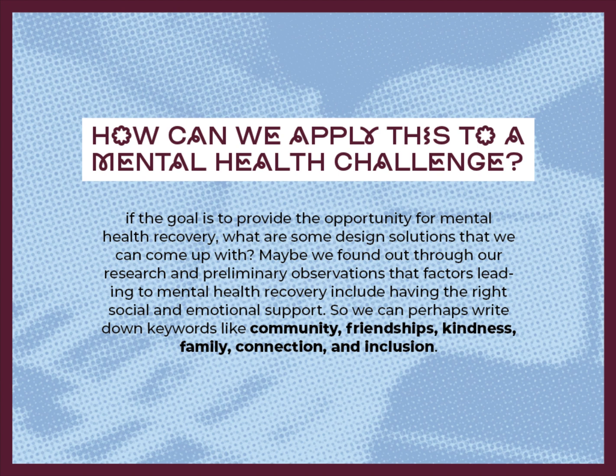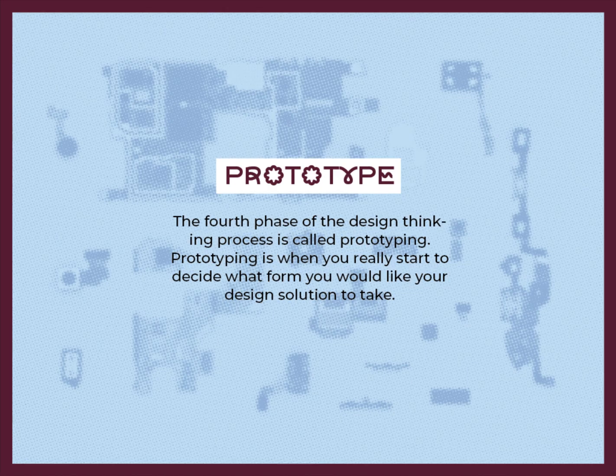The 4th phase of the design thinking process is called prototyping. Prototyping is when you really start to decide what form you would like your design solution to take. Is it an app? Is it a physical product? Is it a social media campaign? Here you begin to think about factors such as what your end user needs and how they would interact with your design. In this phase, you begin to prototype scaled-down versions of what you'd like your final product to be. These low-fidelity prototypes are not expensive to build. This way, you are able to fail repeatedly and reiterate as many times as you need.